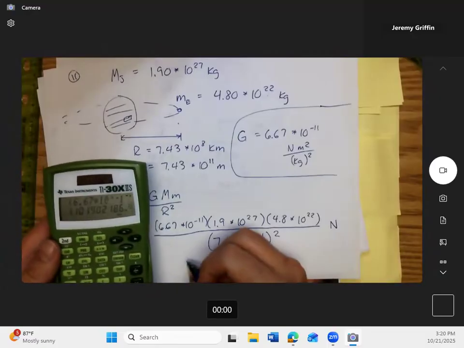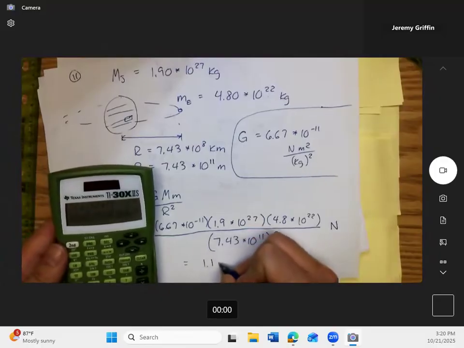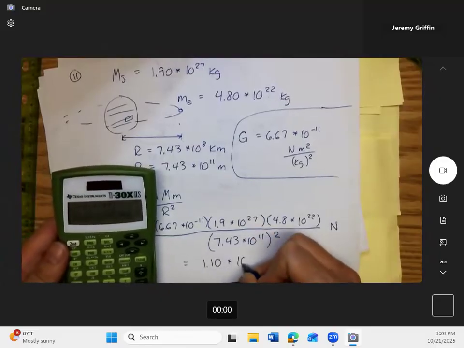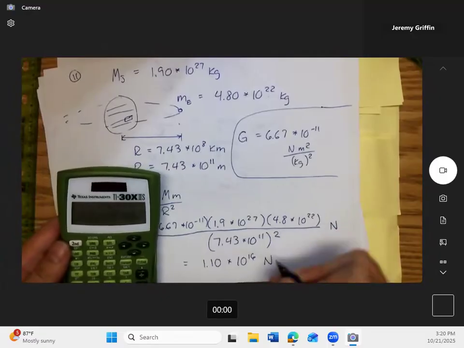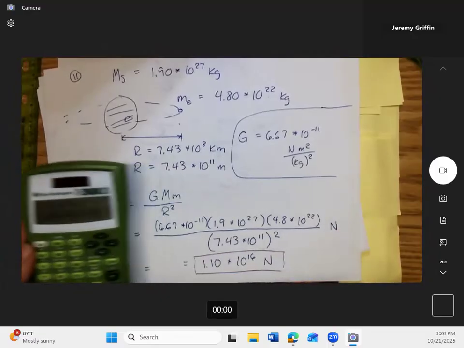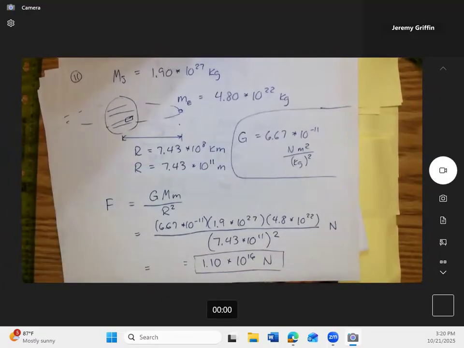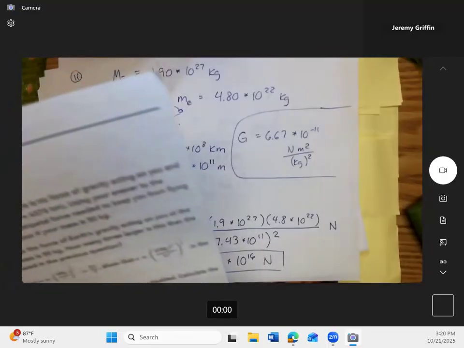All right, so yeah, we're getting 1.10 times 10 to the 16 newtons. Okay. Not so much Jupiter's pulling on Europa. Okay, guys good? So, test of, can you correctly type that in the calculator? Yeah, there actually were 2 questions, weren't there?